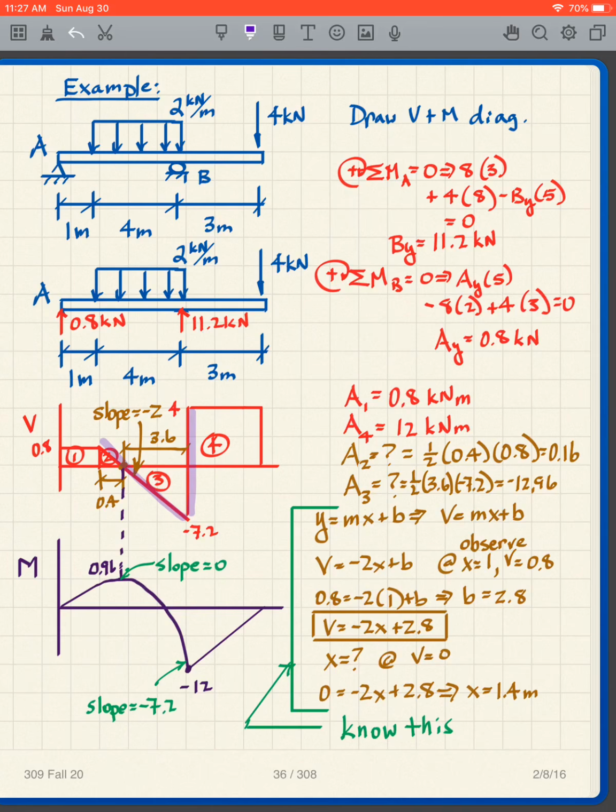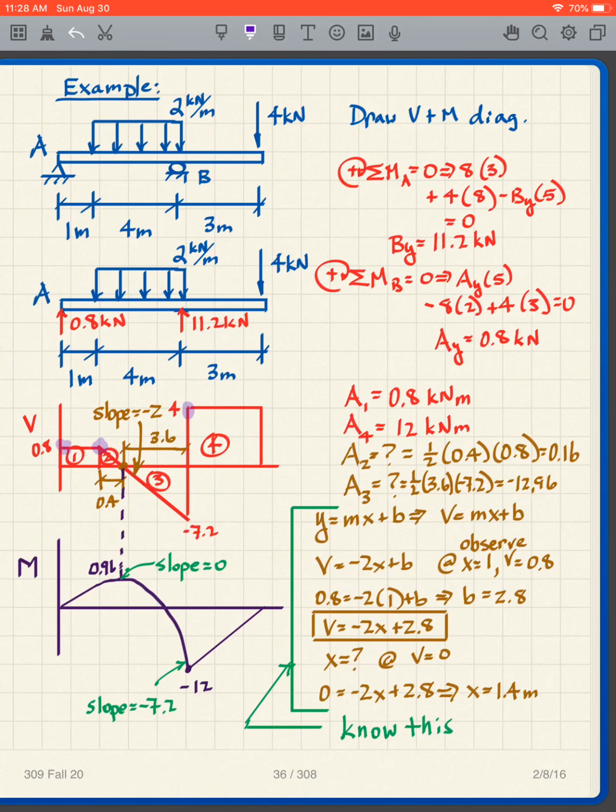There's my shear diagram. Again, to be able to get the areas, I've got to get the equation of that line. I'm going to use y equals mx plus b, or v equals mx plus b. I know the slope is negative 2, so I get v is equal to negative 2x plus b. I'm going to use this point. Again, do not use this point, or this point, or this point. You could use this point because it's on the line.